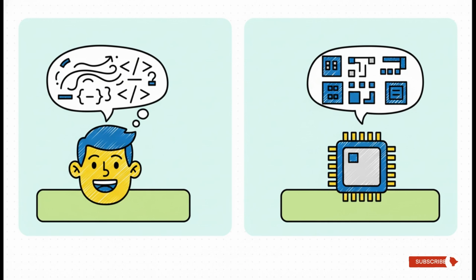Over on one side, you've got Java code, something we can actually read and write. But on the other side, that's machine language. We're talking about the raw ones and zeros that the computer's brain, its processor, actually gets. They're just worlds apart. So the big question is, how do we build a bridge between these two?